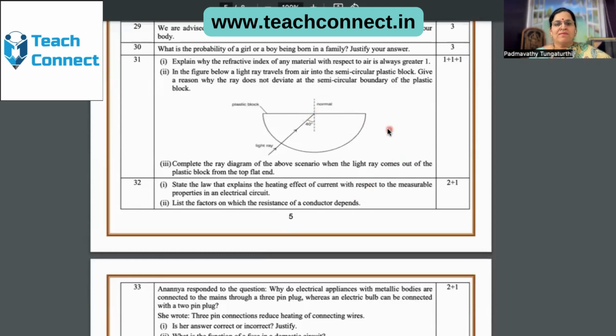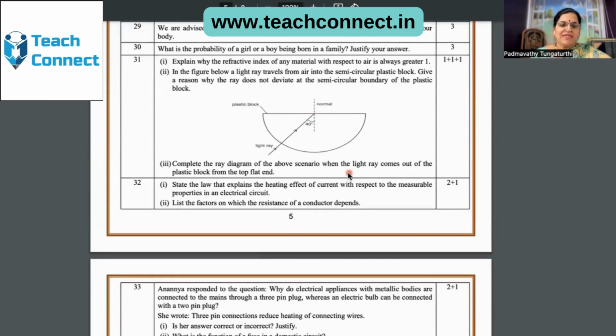Oh, wonderful. In the figure below, a light ray travels from air into the semicircular plastic block. Give a reason why the ray does not deviate at the semicircular boundary of the plastic block. If the density of the plastic block is equal to the density of air, it doesn't deviate, because it doesn't make any sense that the item or the element is available.